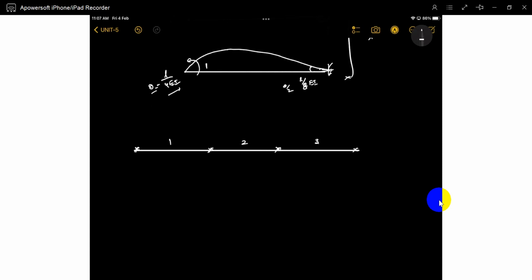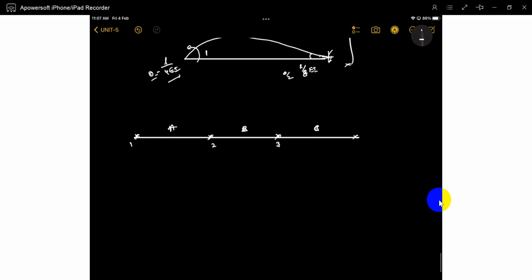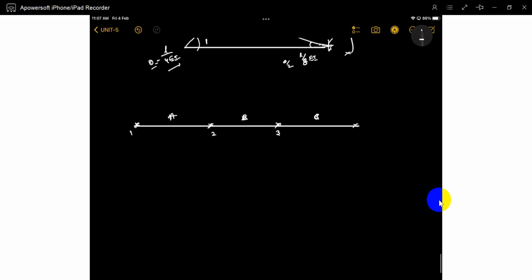I will call this element A, this is B, this is C, like this, just observe. A element, B element, and this is node 1, node 2, node 3. For the element A, how is it? See, this is the structure, you feel it. Just recall the slope deflection method. This is the same slope deflection method here.